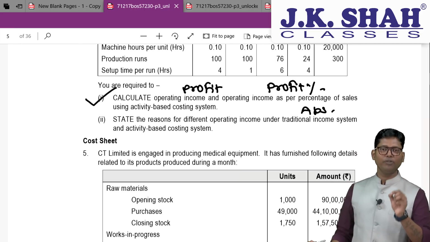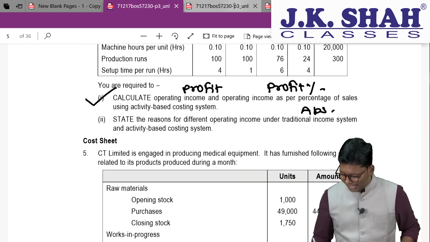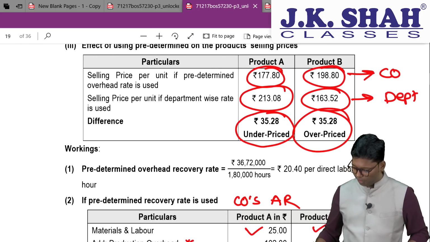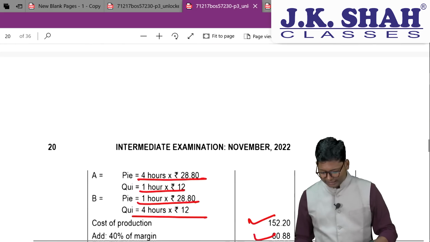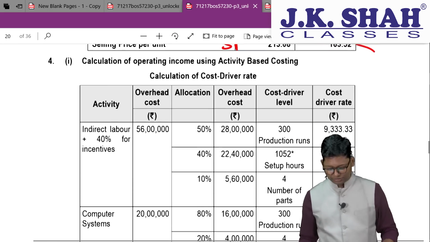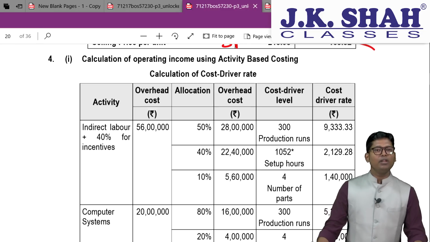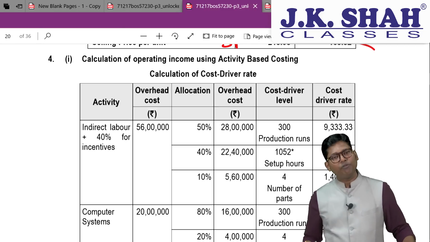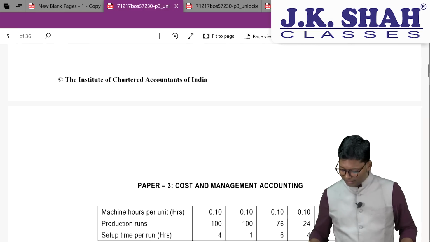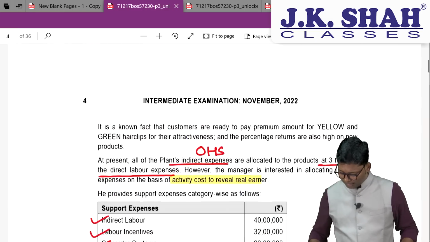So in short, we need to present our details and calculations in a systematic format, and look at their presentation, which is given in the suggested answer. Very first thing, the total amount of indirect labor plus 40% of incentives. If you check the question, the indirect labor amount is given here.